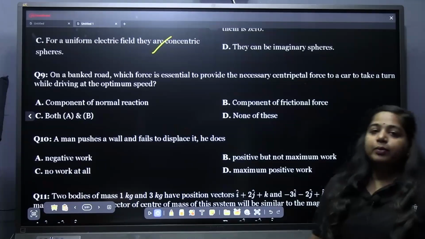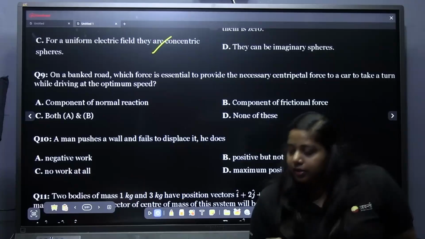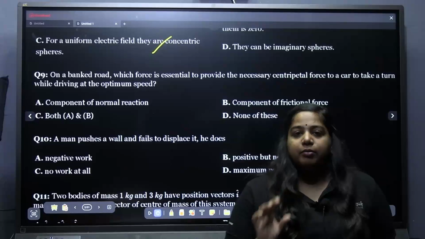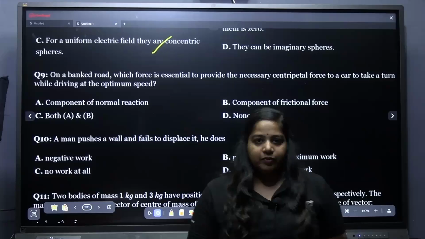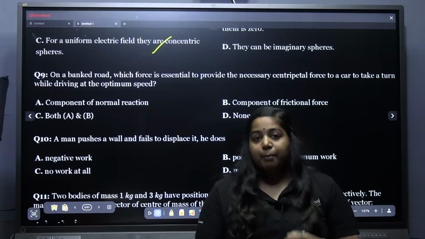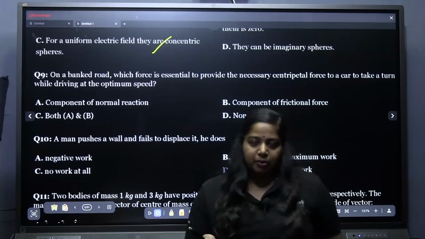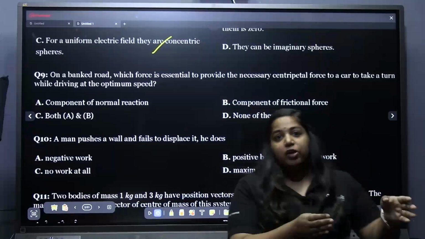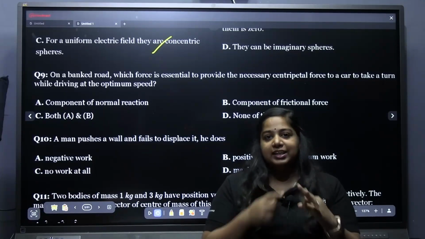Now, question 9. On a banked road, which force is essential? In that chapter, circular motion, when there is no banking, friction is required. When there is banking, friction is not necessarily required. With banking alone, the normal reaction is also enough to provide the centripetal force. So there are 3 cases: without banking, friction is required; with banking, with friction; and with banking, without friction.